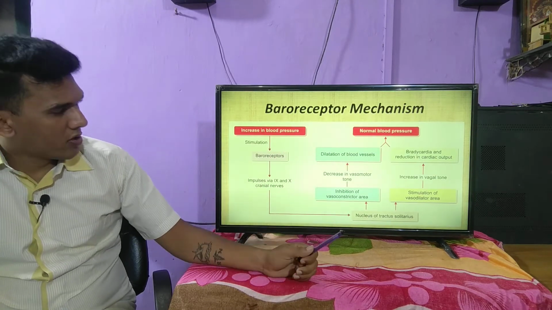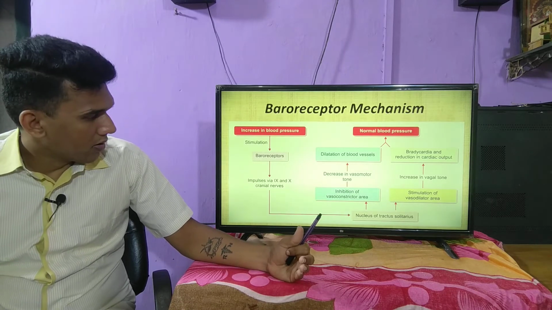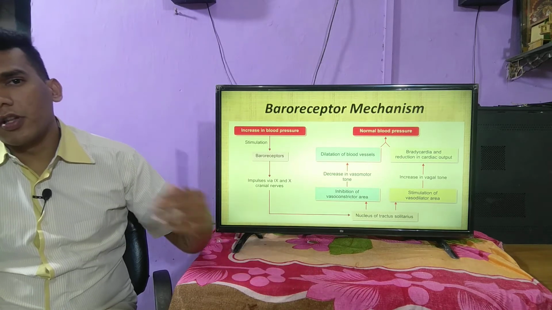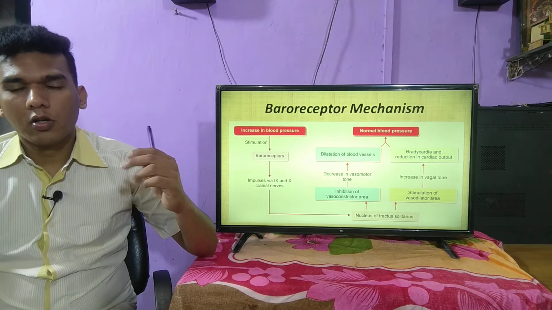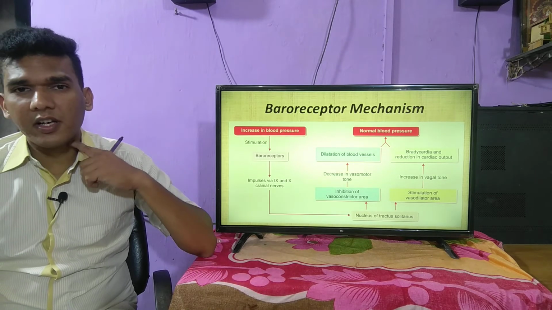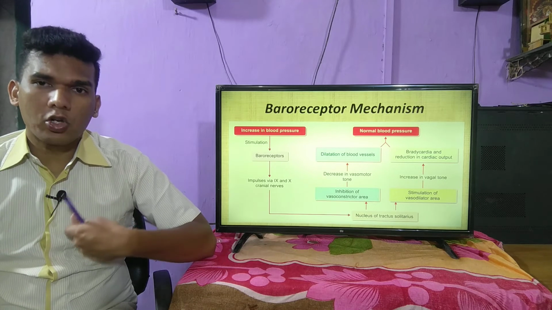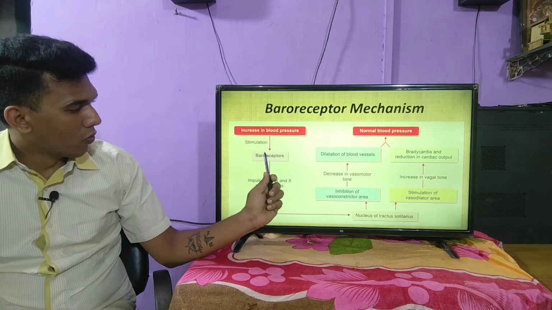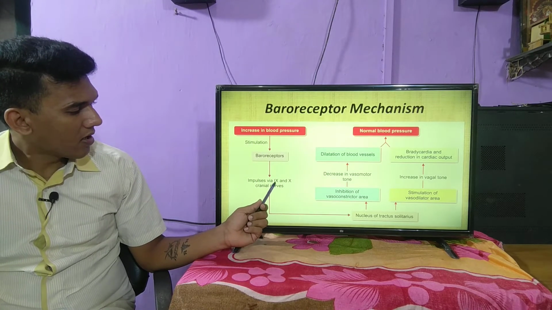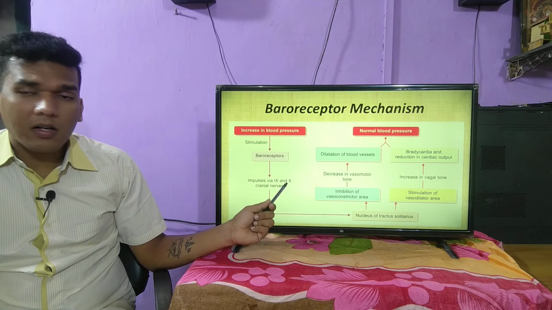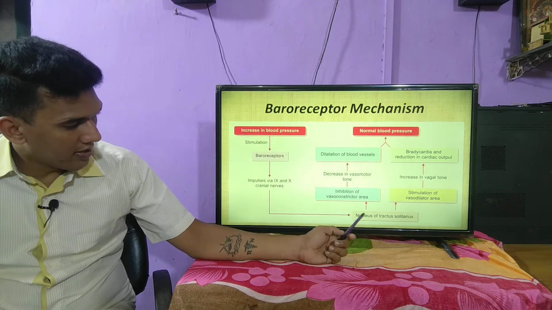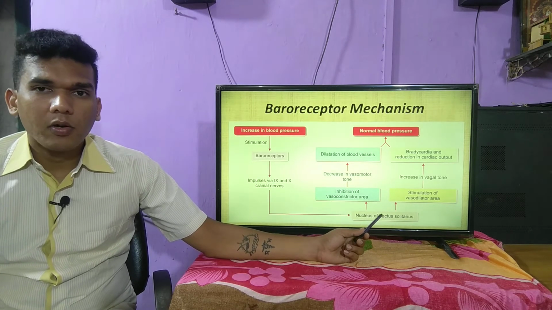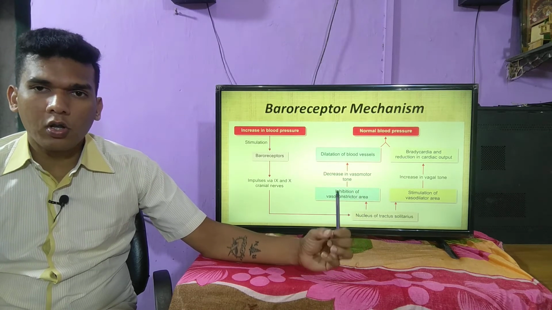The first one is the baroreceptor mechanism. Baroreceptors are specialized, pressure-sensitive receptors situated in the arch of the aorta and the carotid sinus, near the carotid artery. When there is an increase in the blood pressure, the receptors get stimulated and send impulses via the 9th and 10th cranial nerves to the brain, to the nucleus of tractus solitarius. The tractus solitarius is an area which controls the blood pressure.